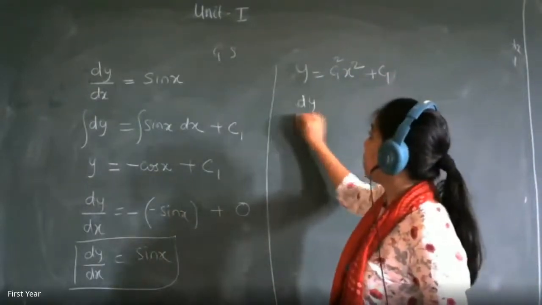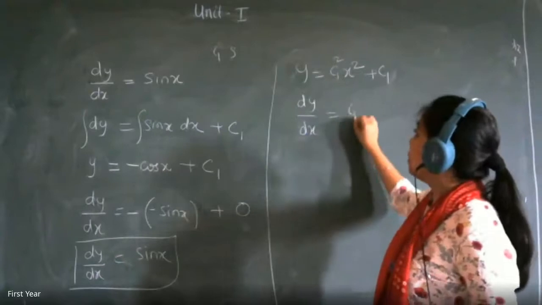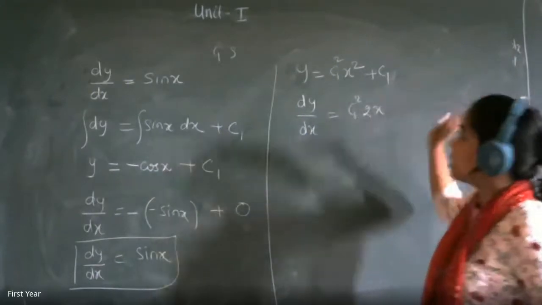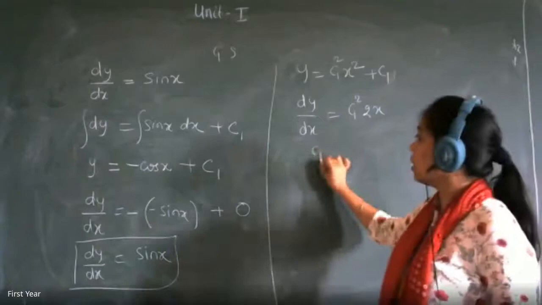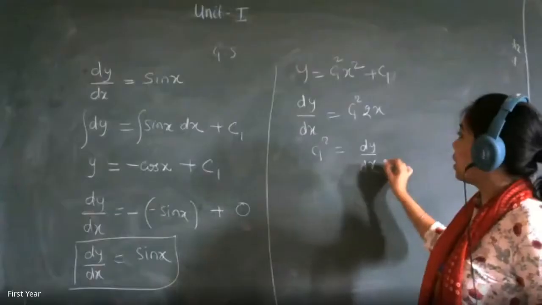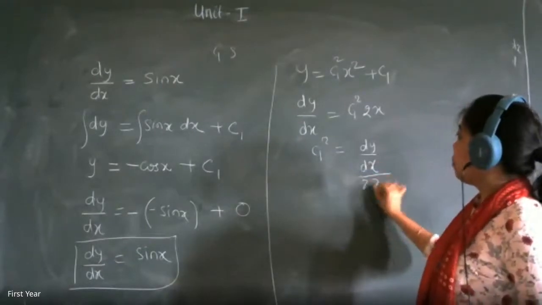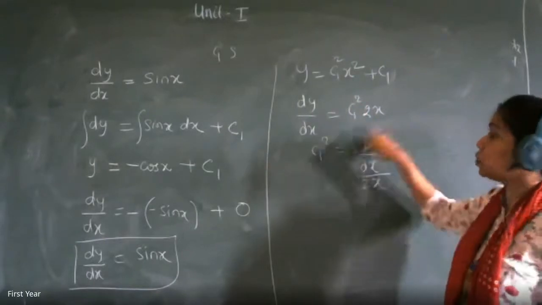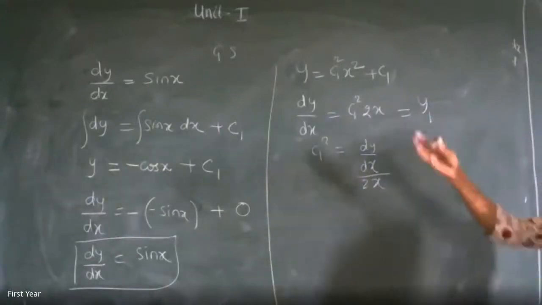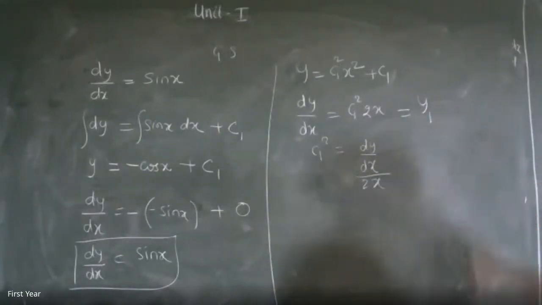So you can write dy by dx is equal to C1 square into 2x plus, C1 is gone. So what's the value of C1 square? C1 square is dy by dx upon 2x. This value you can put here and get the value of C1 and its square. And instead of dy by dx we can write y1 also. Because it looks very lengthy, you can write it this way, or y dash also.